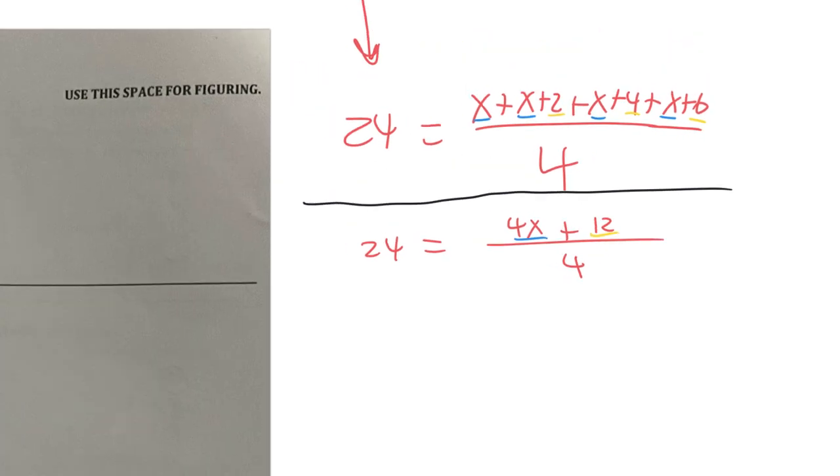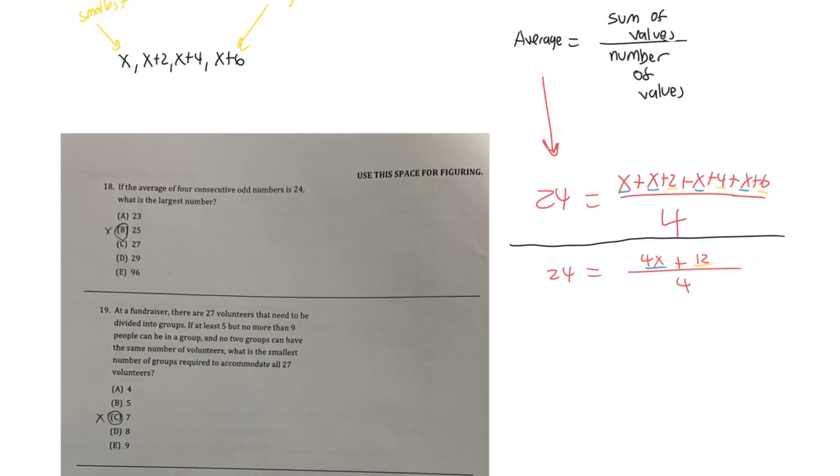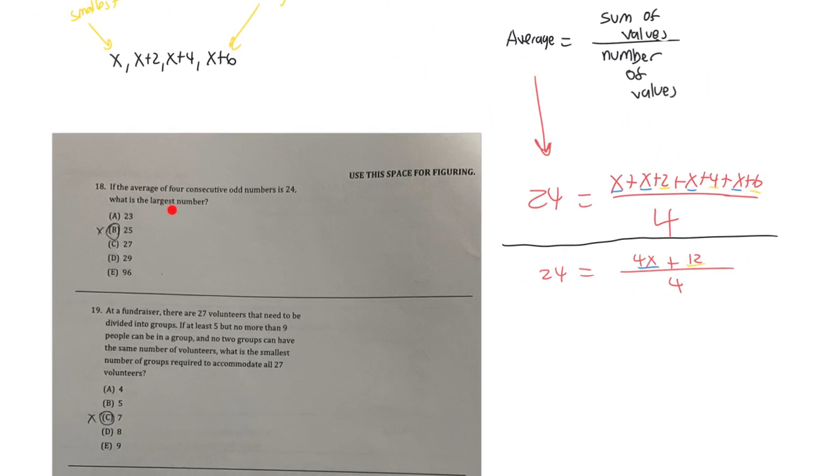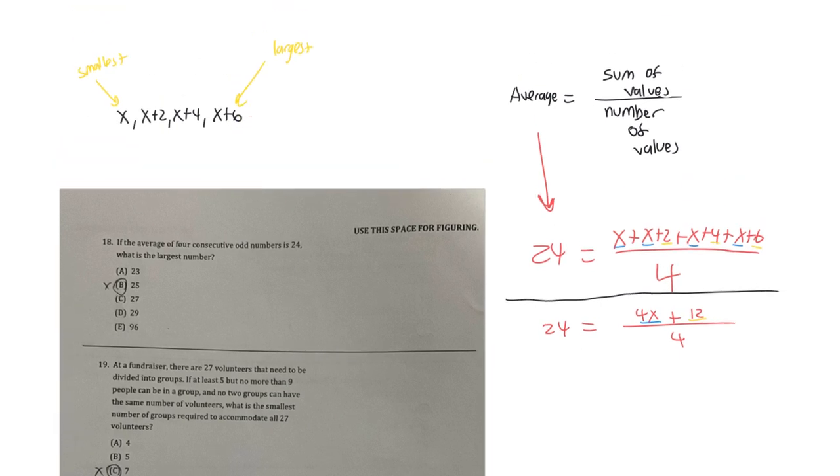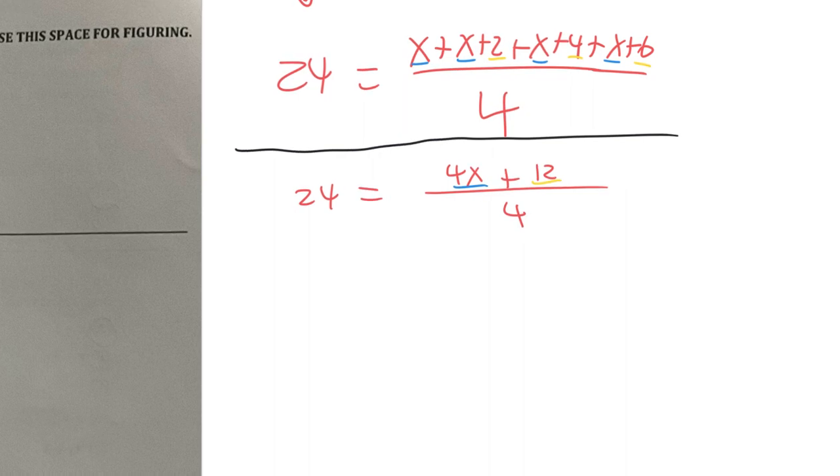Now, we are sort of getting closer to figuring out what the largest number is. At the end of the day, if we just found x, then we could add 6 to x, and then we would have our largest number, right? So we are sort of on a mission right now to figure out what x is, okay? So one way of going about it is you could notice that there's a 4 on the bottom, and that 4 we want to get rid of.